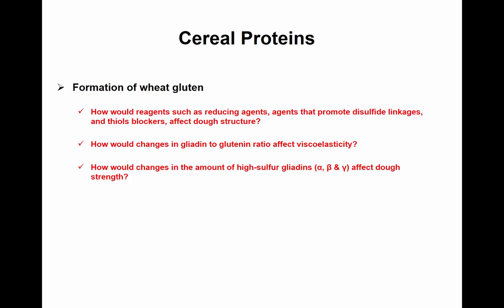Okay. So how would changes in the amount of high sulfur gliadins, the alpha, beta, and gamma, which have sulfur or cysteine, matter? You need sulfur for the gliadins to interact with glutenins to form disulfide bonds and form the gluten. So changing the amount would affect the final viscoelasticity of the dough. You would think that if you reduce the gliadins, then you will have a more elastic dough, and that's true. But if you reduce it to a great extent, you really won't get a dough, because it is a big part of forming a gluten network.